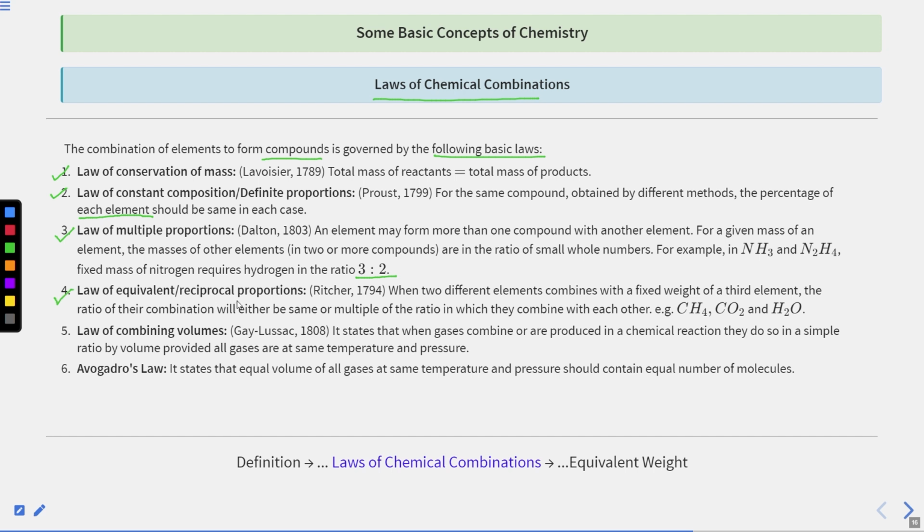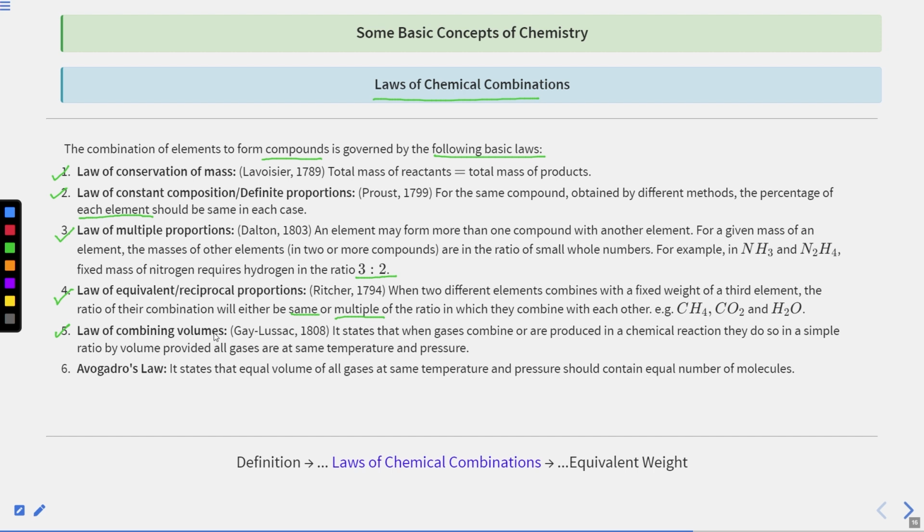Law of equivalent or reciprocal proportions, given by Richter in 1794, explains that when two different elements combine with a fixed weight of a third element, the ratio of their combination will either be the same as or a multiple of the ratio in which they combine with each other. So this is the law of equivalent or reciprocal proportions. For example, CH4, CO2 and H2.